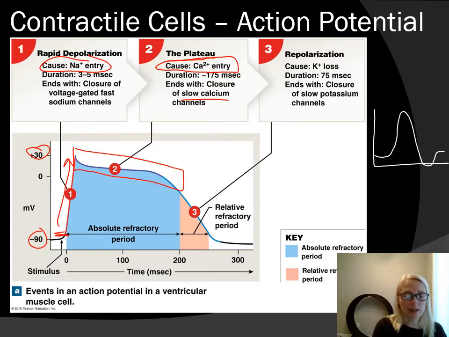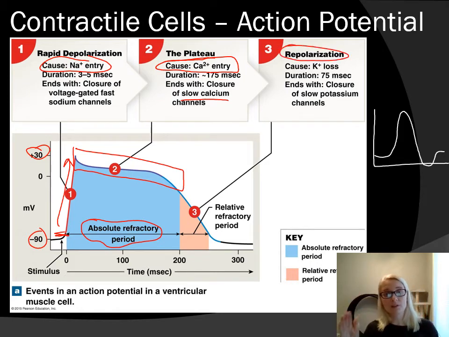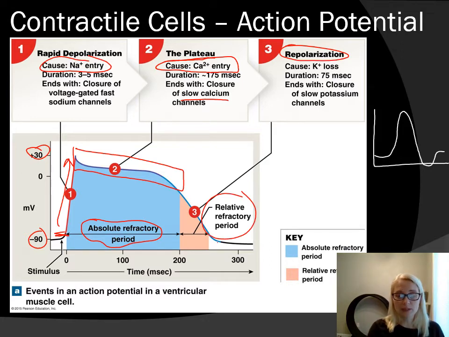So during this time, we are in the absolute refractory period. Sodium channels are closed and inactivated, so we cannot generate another action potential during this whole 200 milliseconds worth of time. Then we get into the relative refractory period, step 3. Calcium channels are finally closed. We get the opening of the voltage-gated potassium channels. Potassium rushes out, and we get our repolarization. We are now in the relative refractory period because the sodium channels are back to normal. And then our sodium-potassium pump will actually get us back to our resting state.